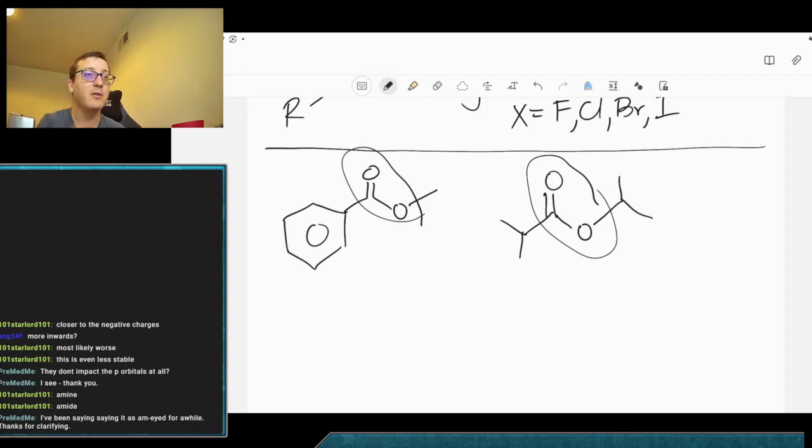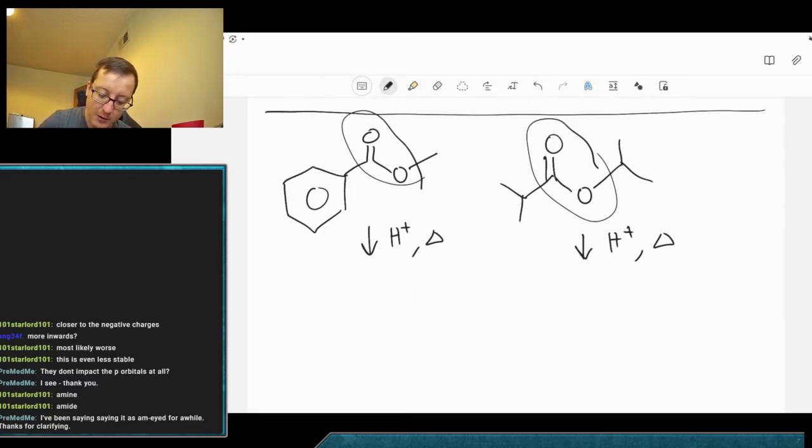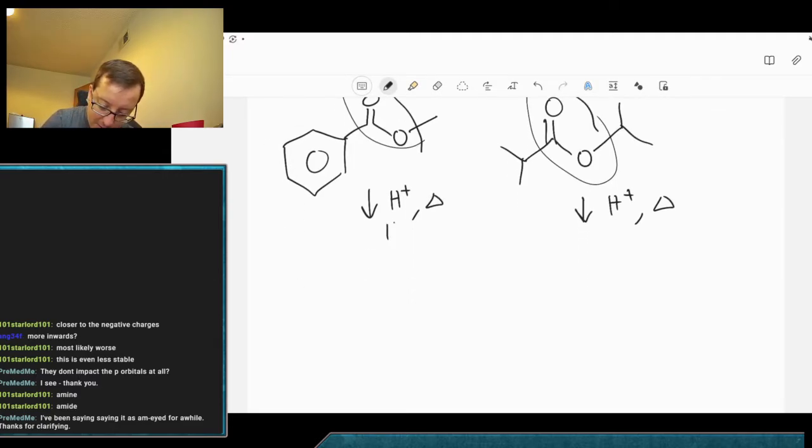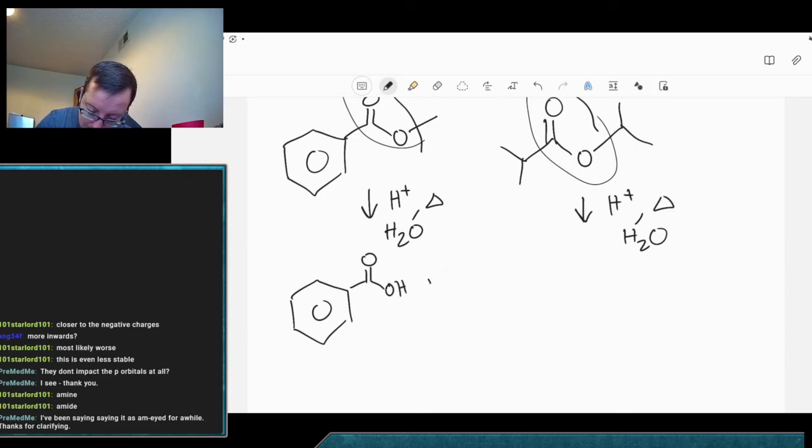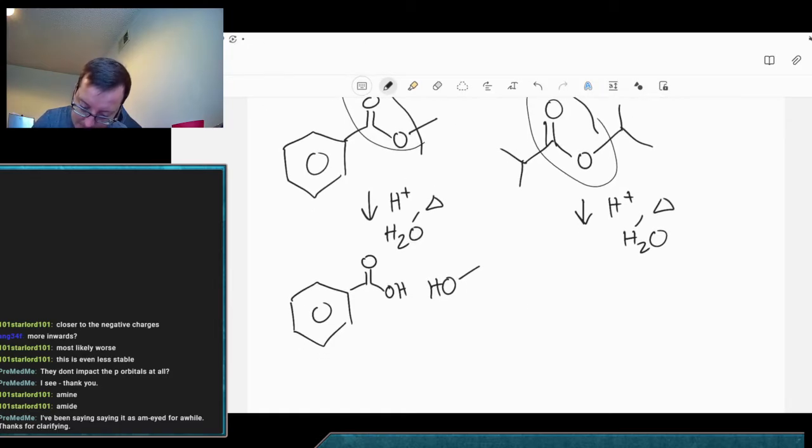So if we submit both of these molecules to the same conditions, the same thing is going to happen to both of them. For example, if we give them some acidic conditions, a little bit of heat, and we'll even put some water in there, this is not something you need to know right now, but both of those are going to essentially just break apart, and we're going to end up getting similar products out.